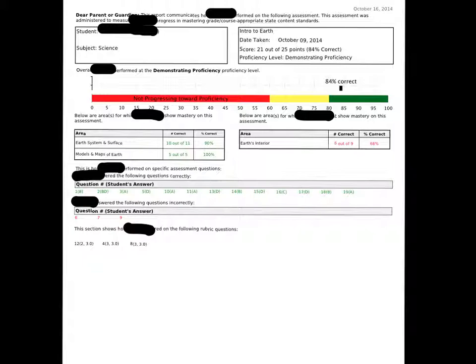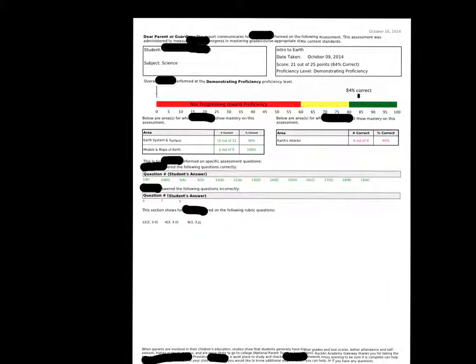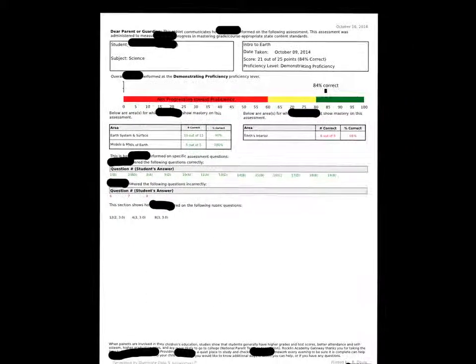So I hope that not just gives you maybe a little bit better understanding and appreciation of the standards-based grading, but kind of helps you out in understanding these sheets that will come home. So hope it helps.